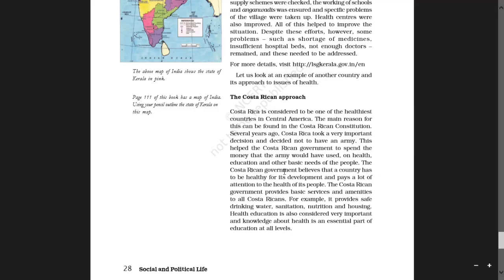The Costa Rican government believes that a country has to be healthy for its development and pays a lot of attention to the health of its people. They need to pay good attention to the health of the people. Then there is the possibility of development.